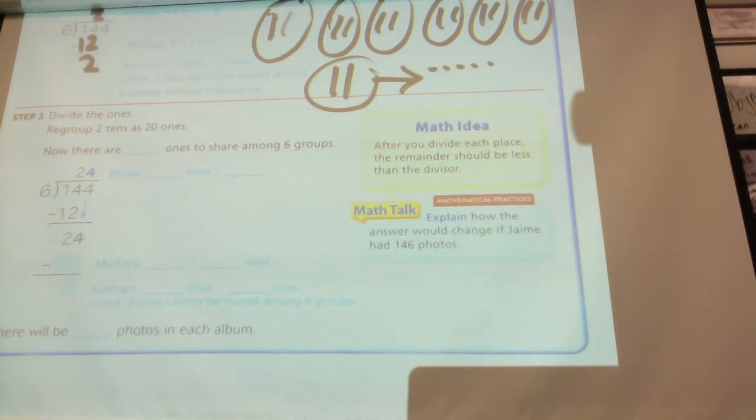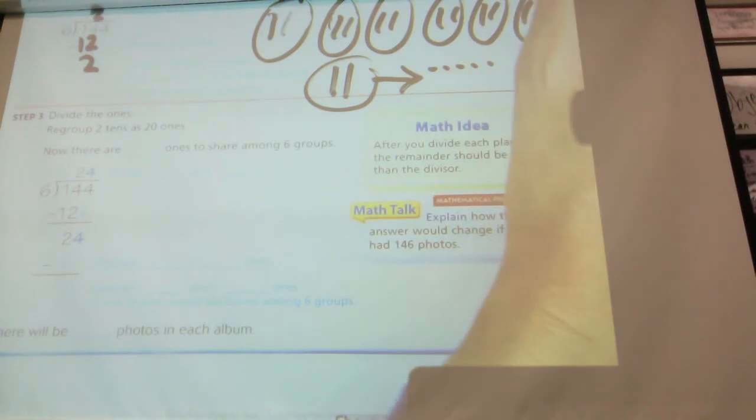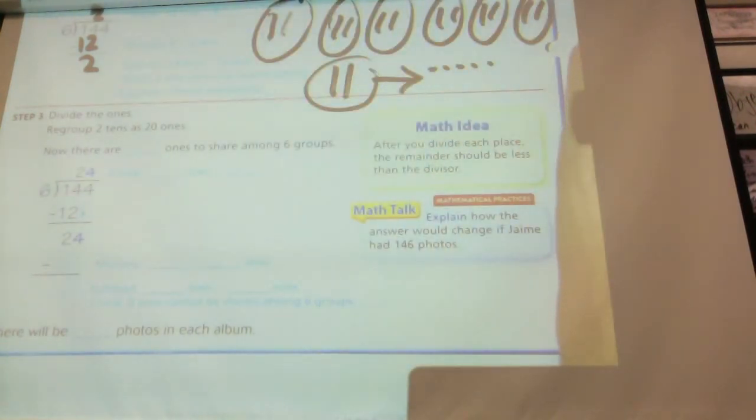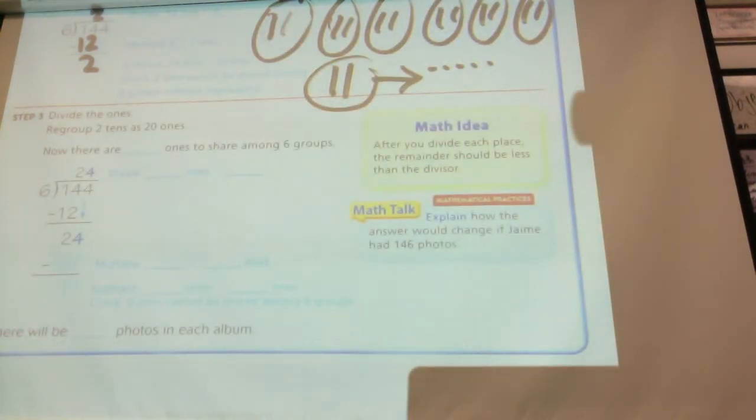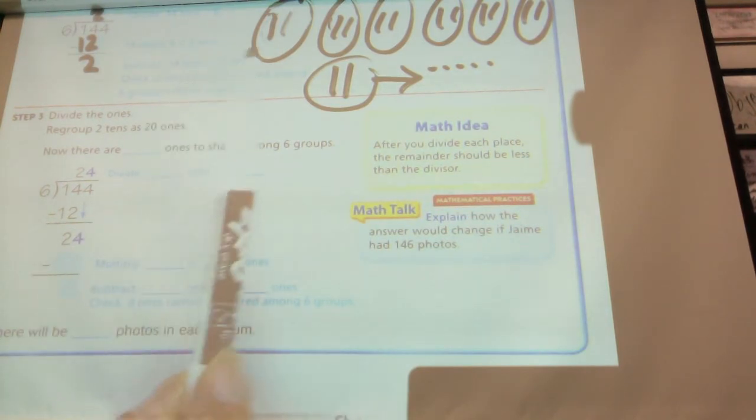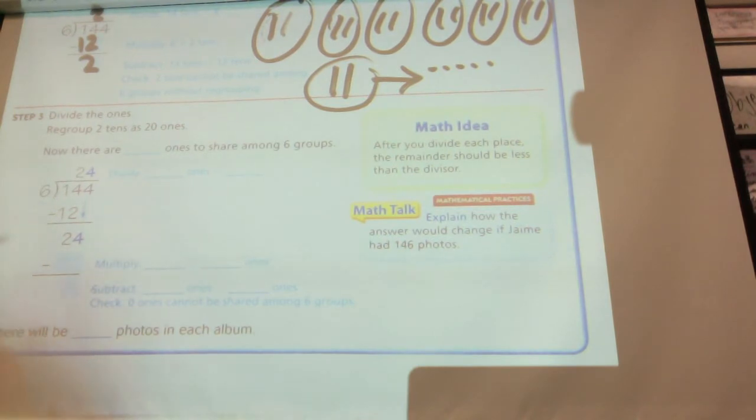If we divide those 24 ones into our 6 groups, I can draw it out if I'm struggling, or if I can do it in my head, I can figure that out too. How many ones are going to go into each group? I have 24 ones. How many groups? 6. 24 ones, 6 groups. Think about how many are going to go in each of those groups. Raise your hand when you know.